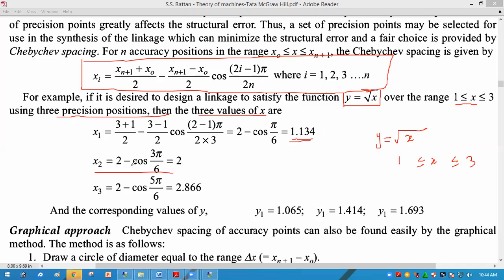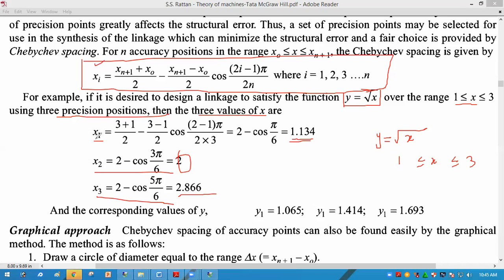And the second precision position, so substitute the value in the same equation, that is i equal to 2. So x2 equal to same (3 plus 1) by 2 minus (3 minus 1) by 2 cos (2 minus 1) into pi divided by 2 into 3, equal to 2. So here we are getting 2. Okay, so 2 is the second precision value, and x3, so substitute i equal to 3 in this equation. We will be getting 2.866. This is the third precision position.